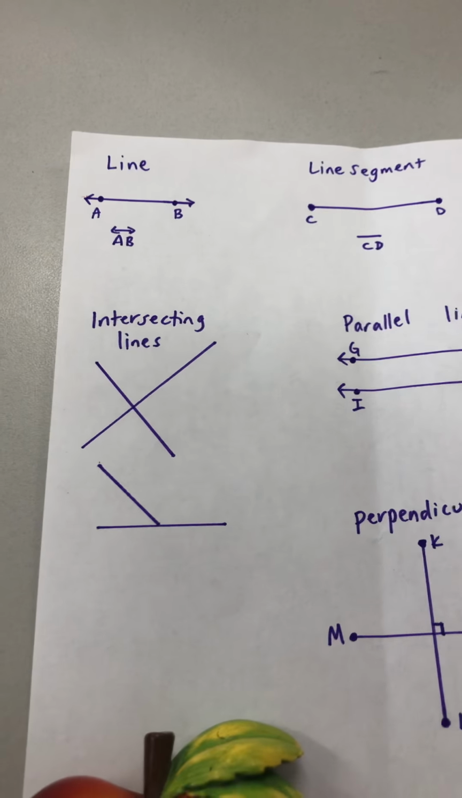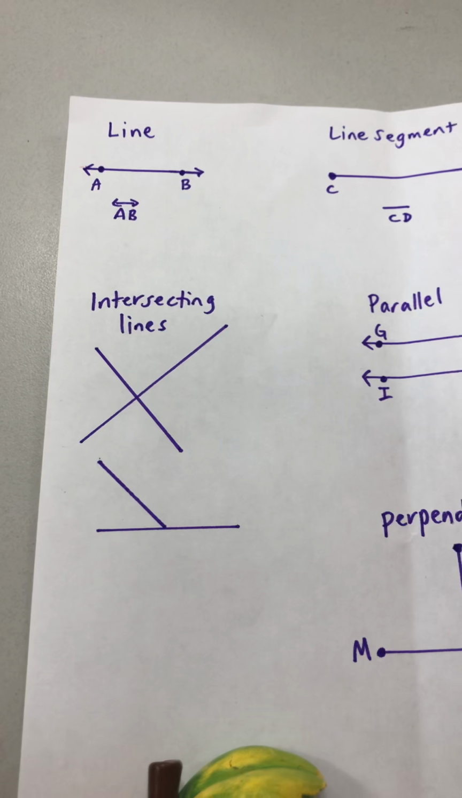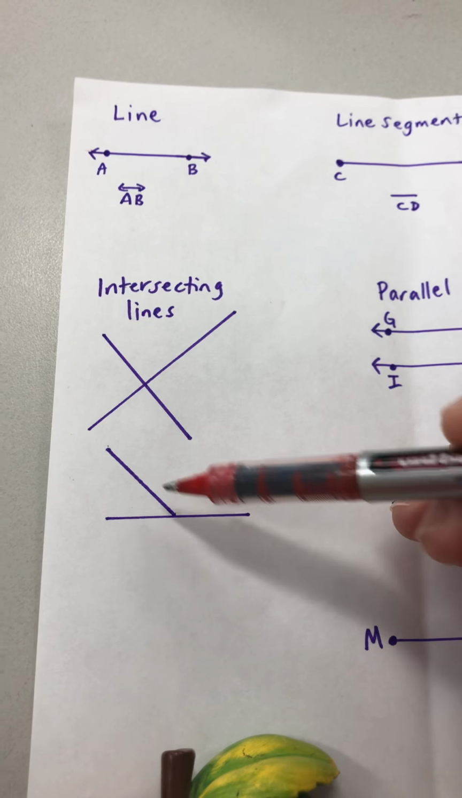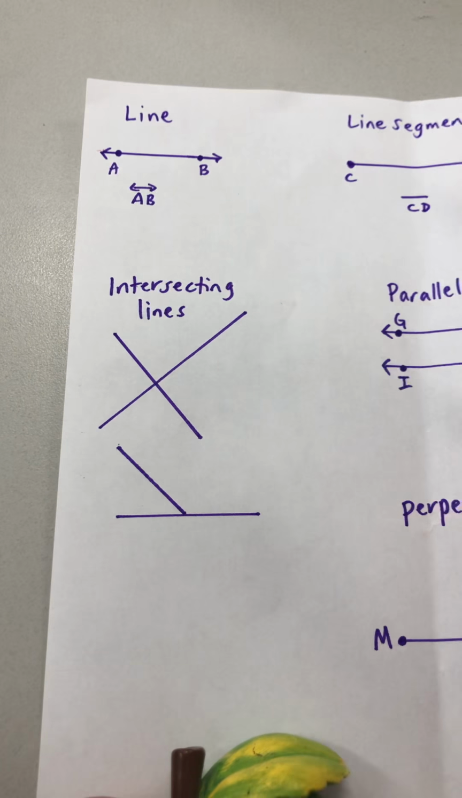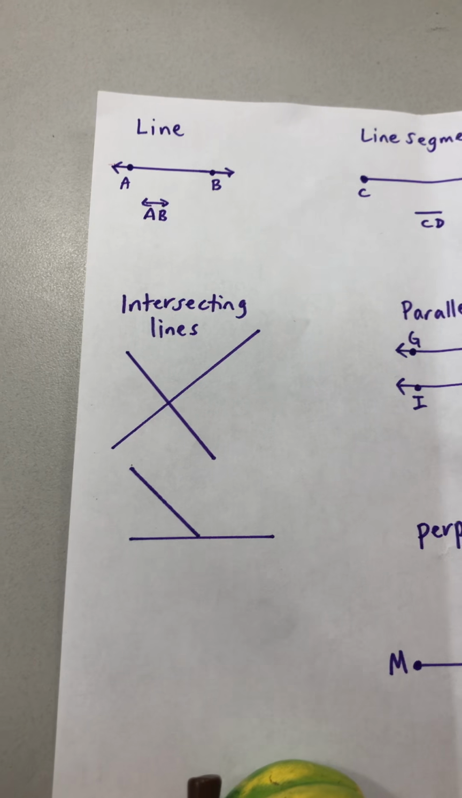Then we talked about what happens when lines interact with one another. These would be lines that are intersecting. Intersecting lines just meet or cross. These go through one another. This is an intersecting line that just meets at a point. That point of intersection would be an additional point.